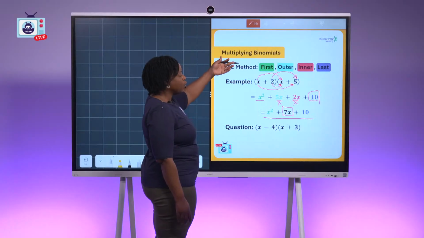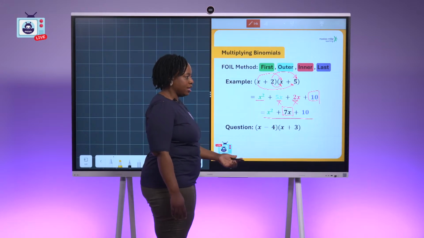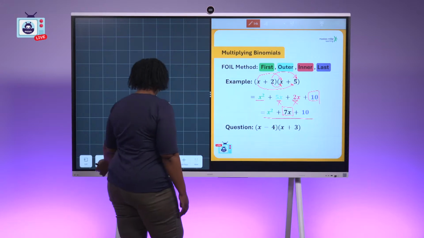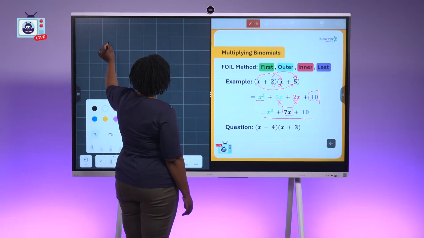All these terms are now becoming our trinomial. So we have just concluded that multiplying a binomial by a binomial gives us a trinomial. That's what we have found right now. But this is one way of doing it. We have another way. Let me quickly show you.